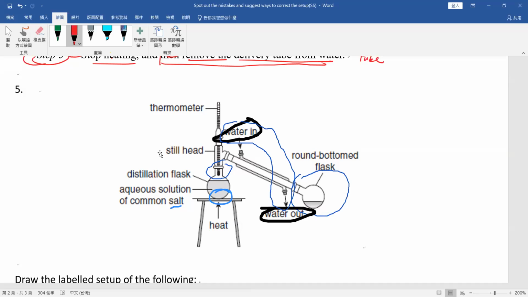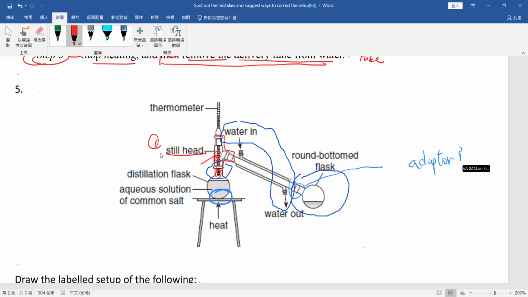You're going to record the temperature of the vapor which is distilled over. So you are going to have a bulb of the thermometer placed near the side arm of the still head. Still head is that T shape. The junction here, right? So the bulb of the thermometer should be put here, number 1. Point number 2, yep, you circle here.